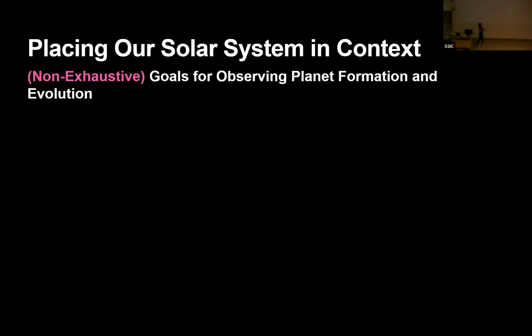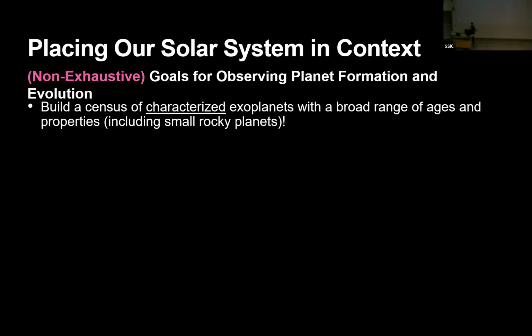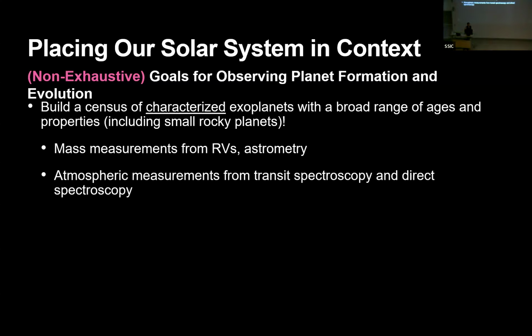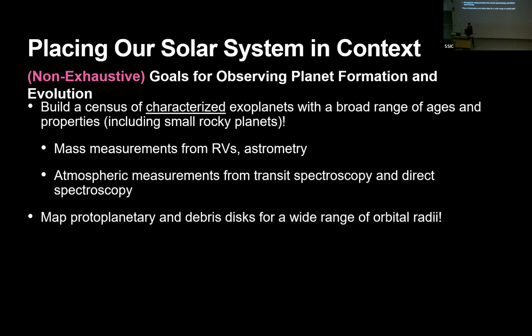So just to spell out some of that big picture motivation for future instrumentation goals, here are some non-exhaustive goals for observing planet formation and evolution. One is to build a census of characterized exoplanets, so spectroscopically characterized exoplanets with a broad range of ages and properties, including small rocky planets. So this includes obtaining mass measurements from RVs and astrometry. It also includes atmospheric measurements from transit spectroscopy and direct spectroscopy. And we want to do this for a wide range of planetary systems.